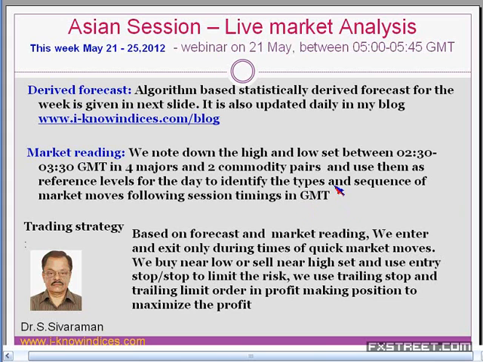And in order to understand the 24 hours market cycle, we try to use the GMT time frame, which is also a 24 hours time frame. Then, using the forecast as well as the market reading, we might derive that they could rise euro or drop euro and things like that.